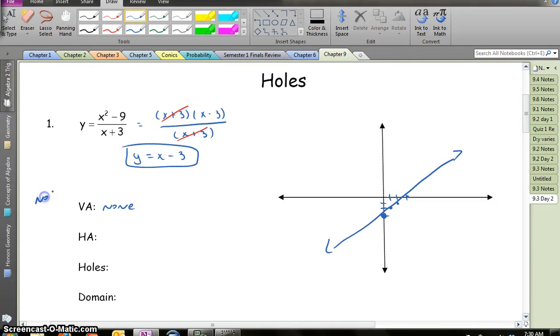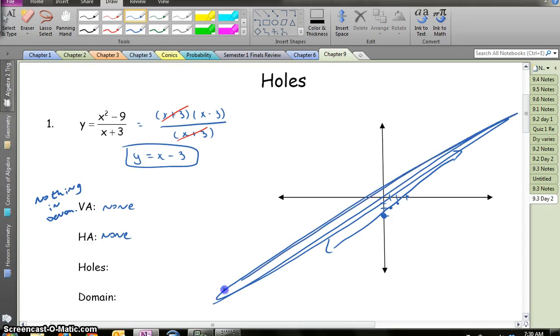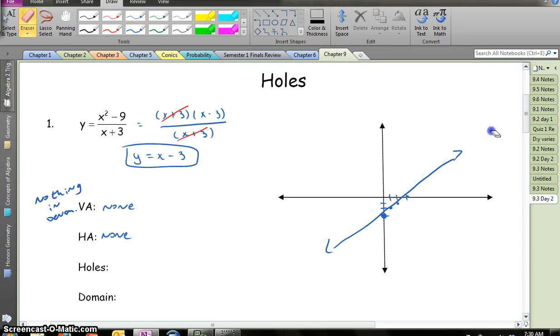That only occurs when there's nothing in the denominator. All right, your horizontal asymptote is also none. Again, it kind of makes sense. It's linear, right? This thing spans forever that way and that way. There's no horizontal or vertical asymptote to stop it or make it curl off.